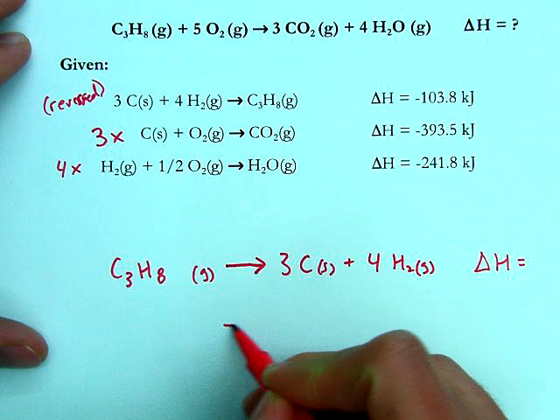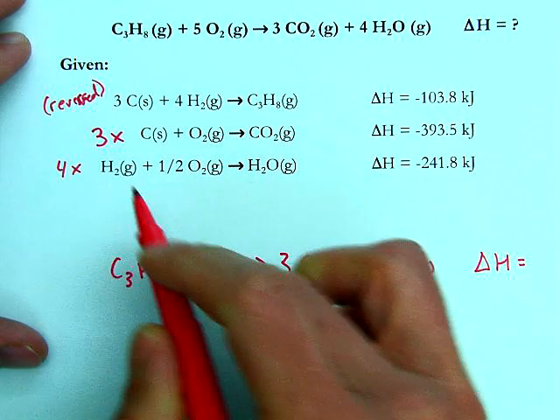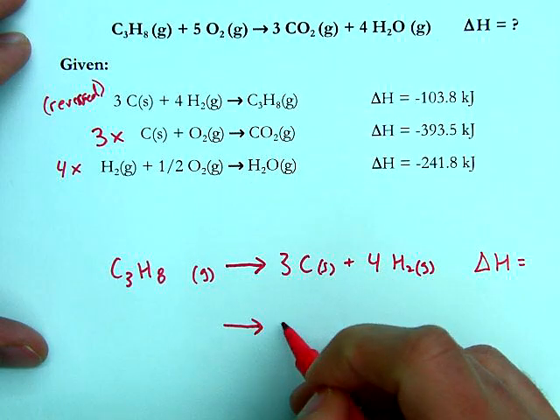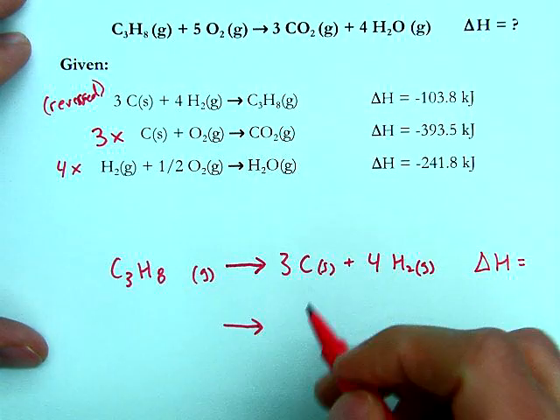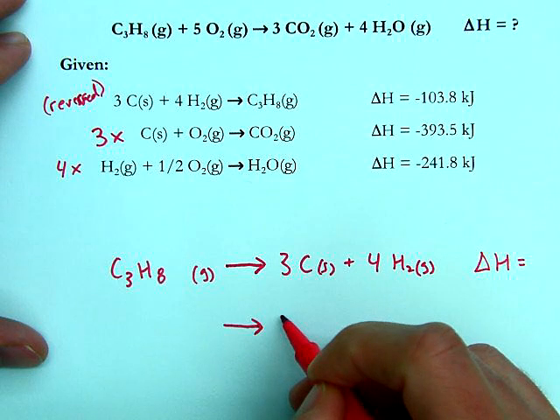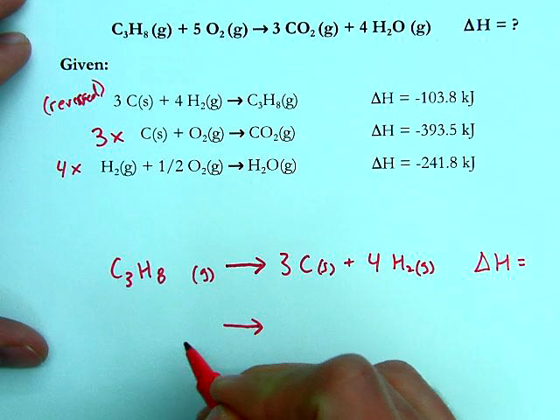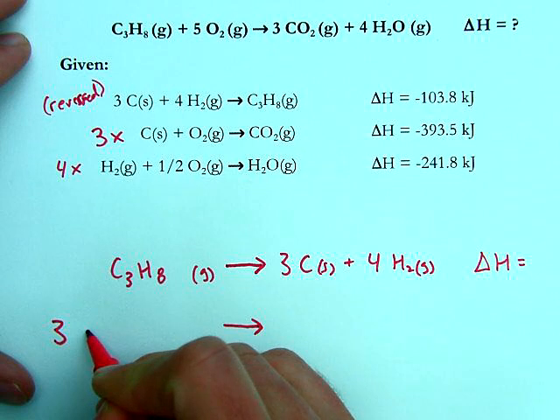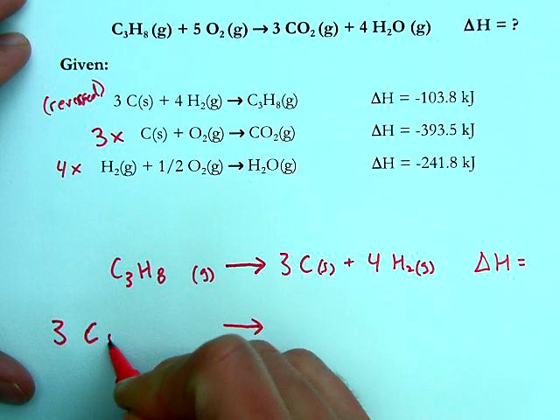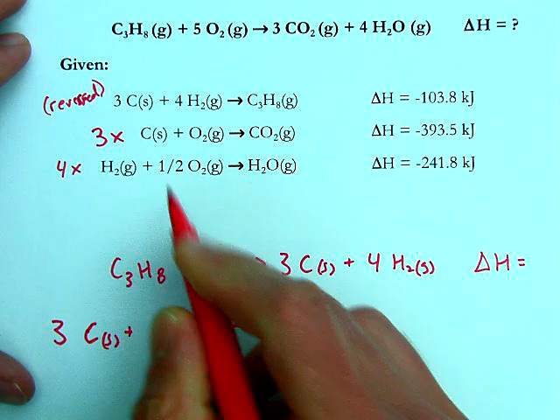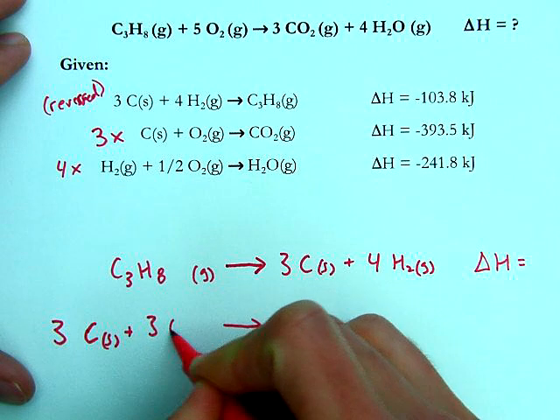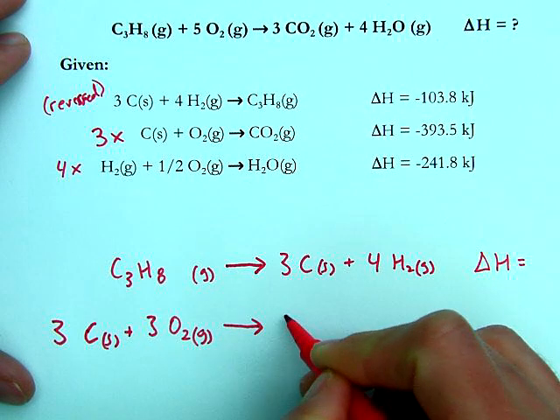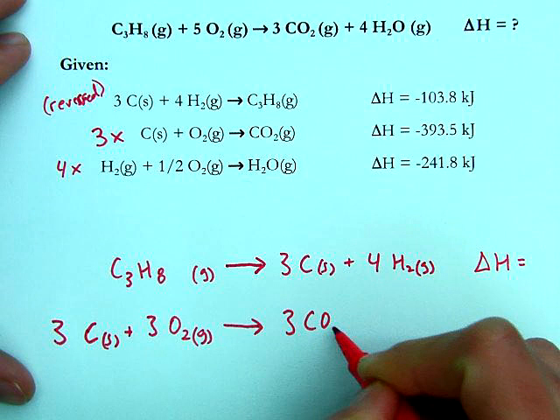And then next, I'm going to have this equation. I'm leaving it as is, but I'm multiplying it by 3. So that means that I'm going to have, on this side, 3 carbons, I'm going to have 3 O2s, and on the right side, I'm going to have 3 CO2s.